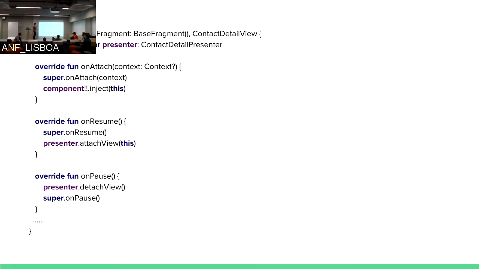If you want to release the dependencies when the view of the fragment is destroyed, you would inject in on view created. When the view is created, I inject and I get my dependencies. And in on destroy view, I set the component to null. Then no one is pointing to the dependency anymore because the view doesn't exist, and the garbage collector could go and recover this memory. And then when the view is created again, you pass through on view created, and then you inject new dependencies.